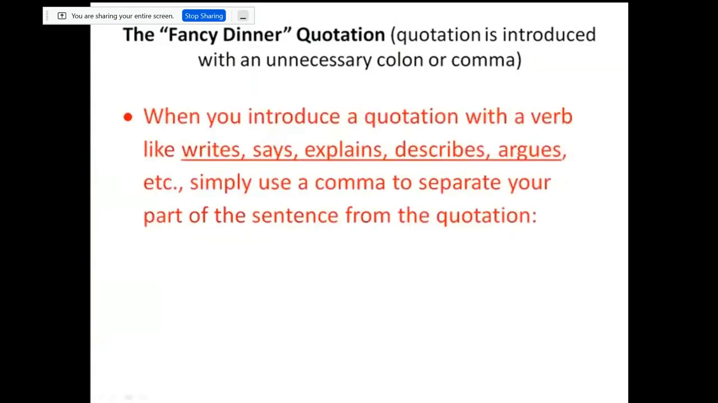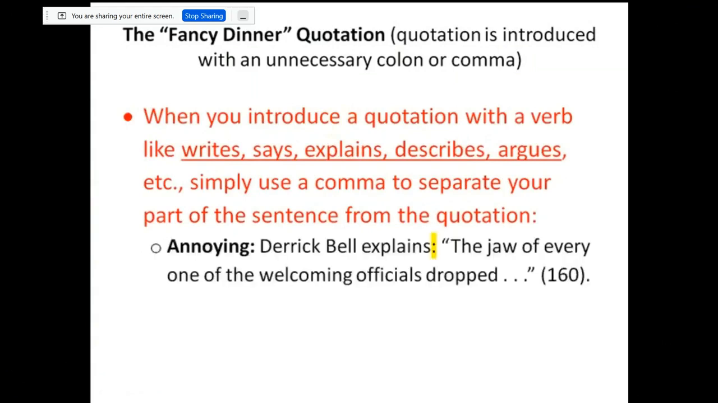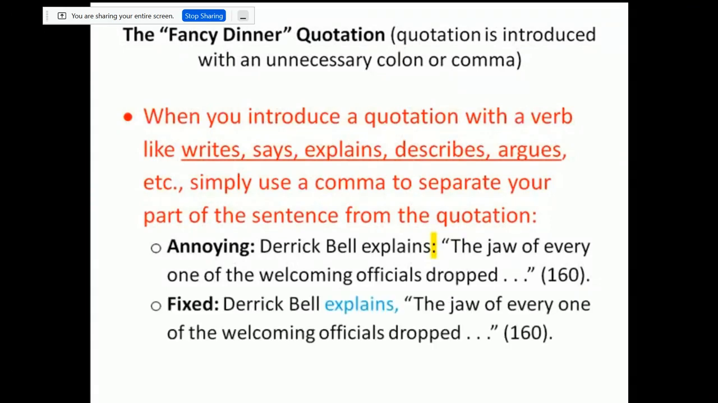Let me break that down a little. When you introduce a quotation with a word like writes, says, explains, describes, just use a comma. Here's the annoying one that you saw a second ago. But look, here's how it's fixed. Oh, so nice. Explains, comma. That's the way it should be. It's not annoying. It's perfectly nice.